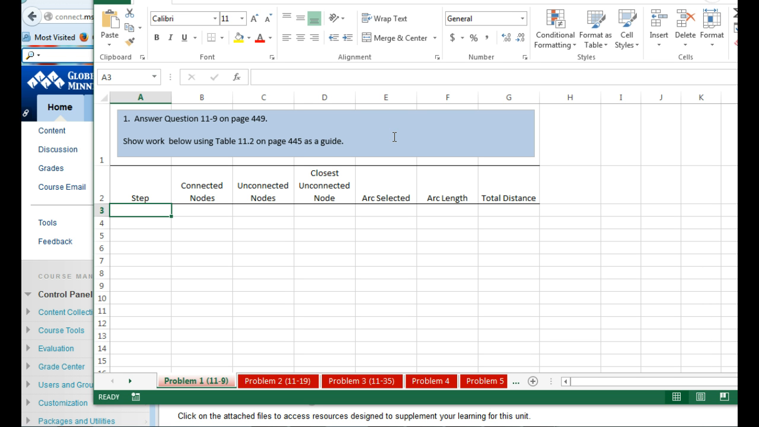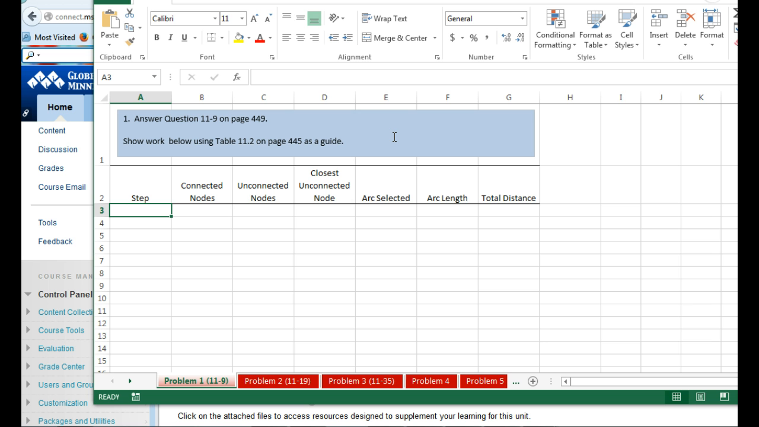And then from there, you're going to connect to the nearest node that's not connected and continue doing that until the entire network is connected. So you'll have to, of course, read the chapter for that to make sense. But it's on page 430, how to work the first problem.